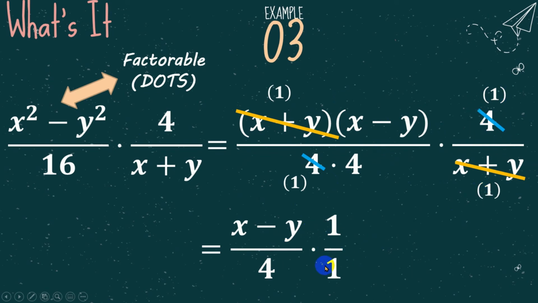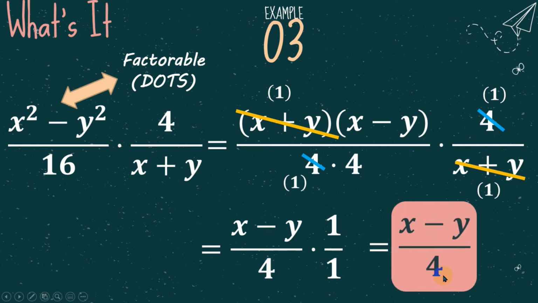So, ito po siya. Then, we multiply these two. Since 1 lang ito, 1 times x, 1 times y is still x and y. So, that is x minus y all over 4. Ayan. So, that is the final answer for example number 3.